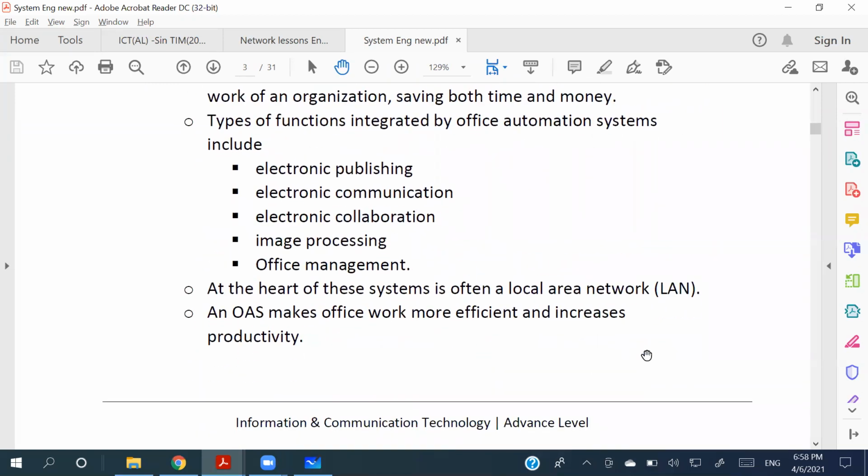And if the network breaks down, it will be the problem, or it will be the single point of failure for these kinds of systems, right? So OAS is there to make the office work more efficient and to increase productivity, right? So that is the motive.